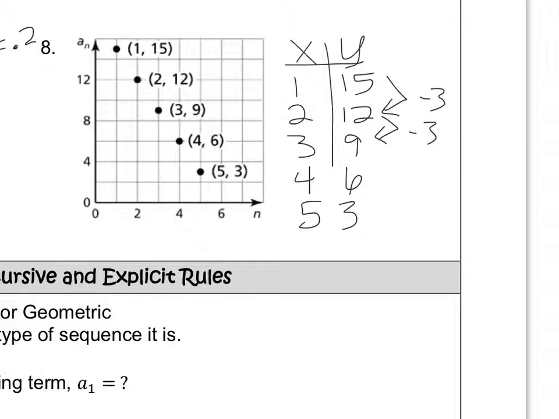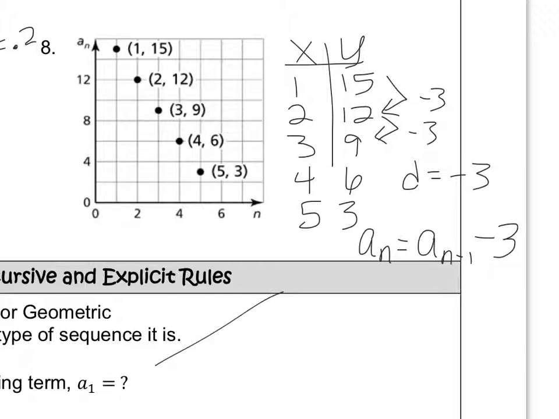So this is an arithmetic table. It's got a common difference of minus 3. So to formalize this, I'm going to say a sub n equals the term before, a sub n minus 1, minus our common difference, so minus 3. And that's the answer to it.